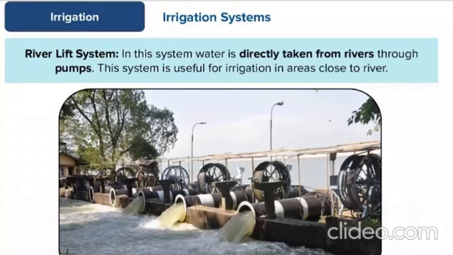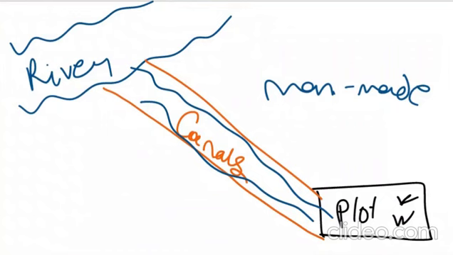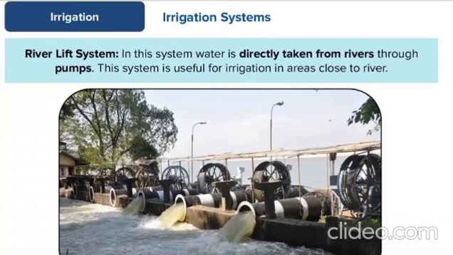Next comes the river lift system. What is this? Here you're taking the water directly from the rivers only, through pumps. Now this structure is used when the plot and river are far away. But when your field is near to the river only, you can fit this system. From the river, the water will be given directly.